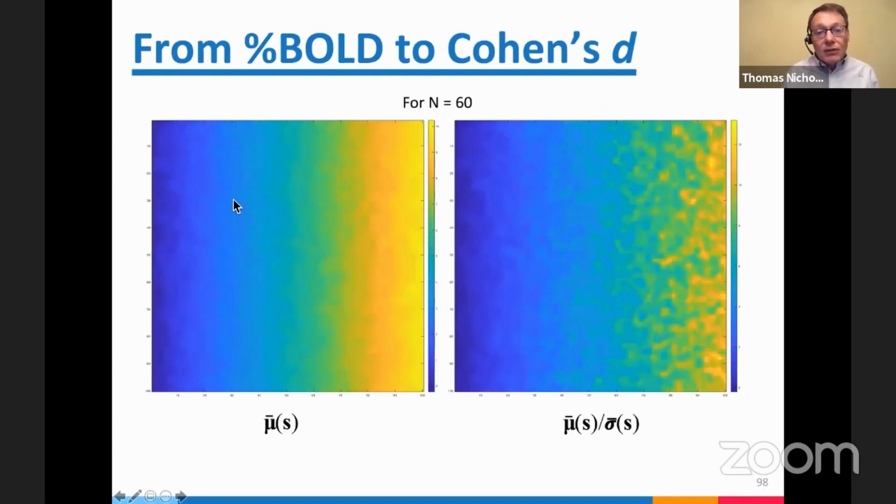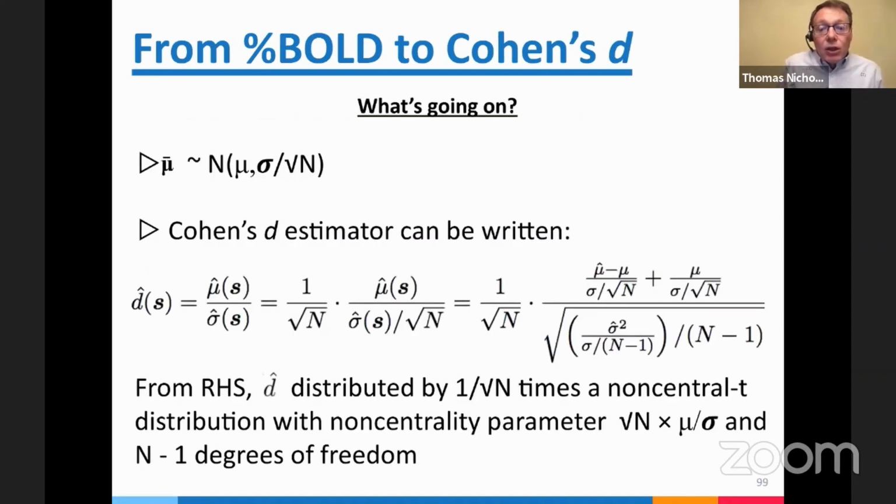When you look at the sample for n equals 60 subjects, you see there's some variation when you compute mu, but when you do Cohen's d, it looks very different. In fact, it seems like it's noisy over here. But remember, in expectation, the true mean should be the same, because this is just this thing divided by a noisy estimate of 1. So what's going on? You can show that Cohen's d is intimately related to a t statistic, and in particular, that d is 1 over square root of n times a non-central t distribution with non-centrality parameter root n times the true population Cohen's d.